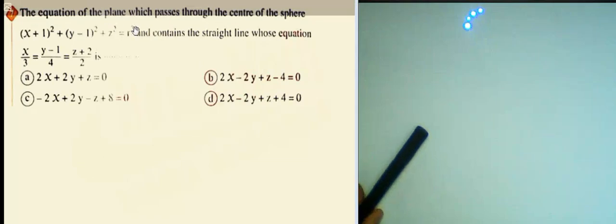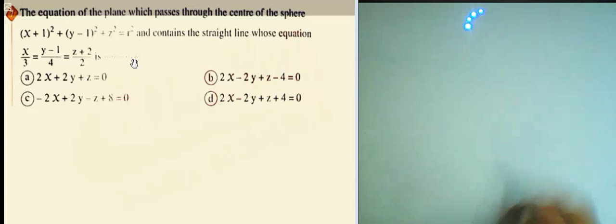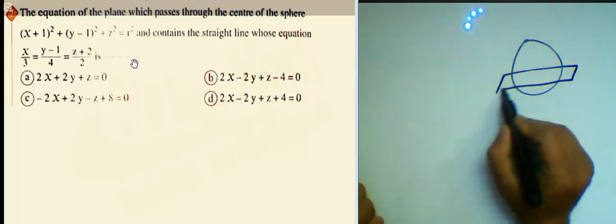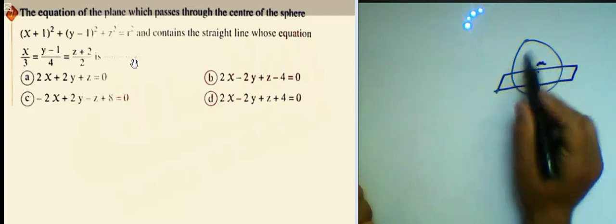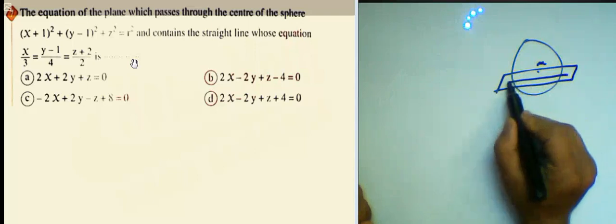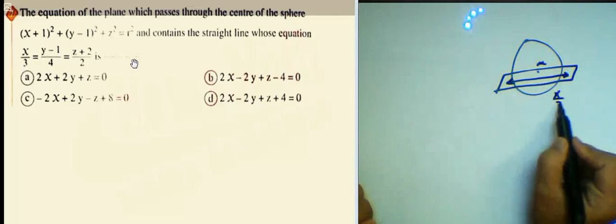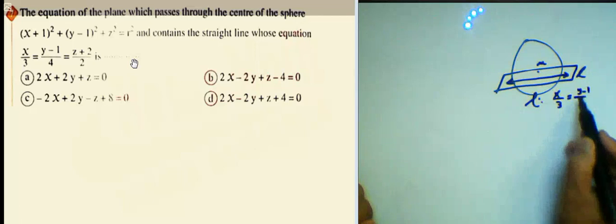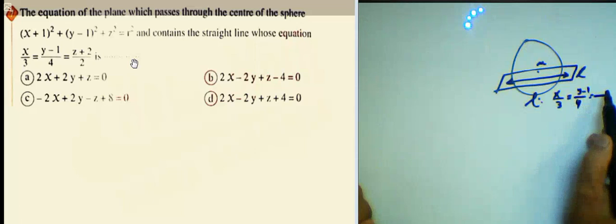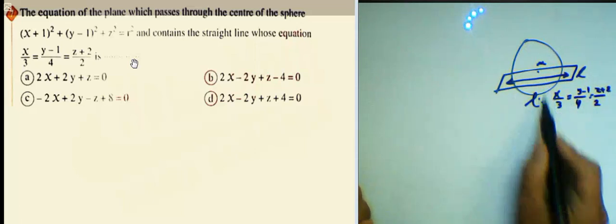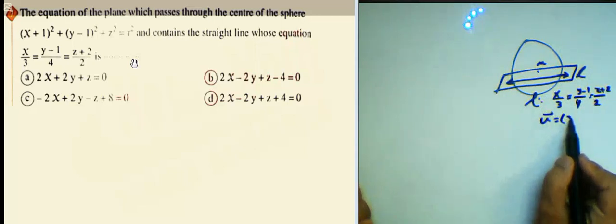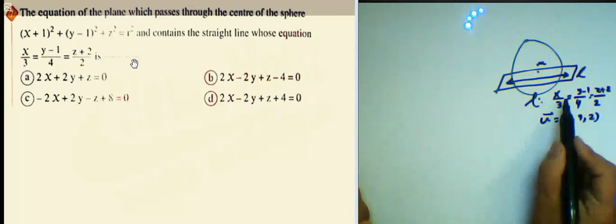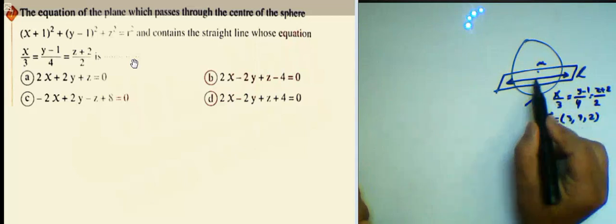Question number 7. The equation of the plane which passes through the center of the sphere and contains a straight line whose equation is x over 3 equals y minus 1 over 4 equals z plus 2 over 2 is what? Okay, we have a sphere here. We want to find the equation of the plane which passes through the center of the sphere and contains the straight line L, such that x over 3 equals y minus 1 over 4 equals z plus 2 over 2. We can write the direction vector of L as 3, 4, 2. And we have a point, I will call this point A.